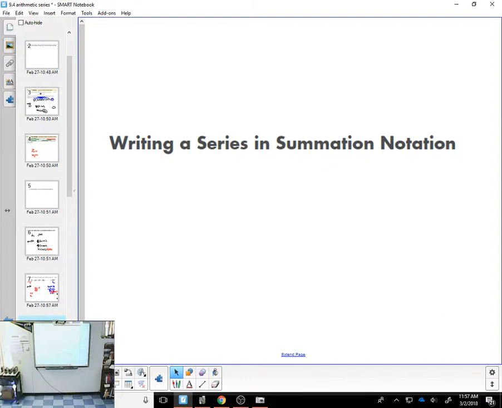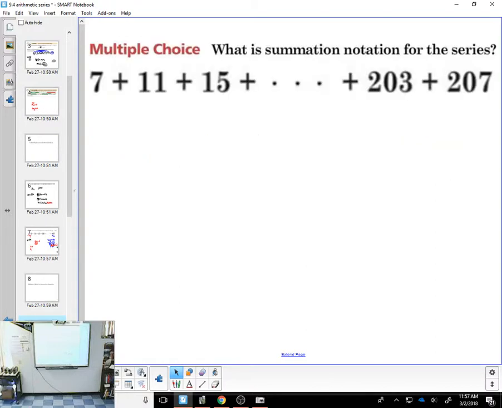I'm a little conflicted, but I'm going to try it this way because last hour I was jumping around. Here I have a sequence, and I need to write this in what's called summation notation. Thanks for putting your phone away.